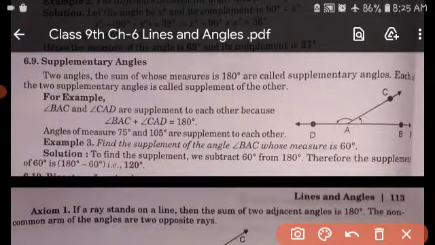Supplementary angle. Two angles the sum of whose measures is 180 degrees are called supplementary angles. Each of two supplementary angles is called the supplement of the other. For example, angle BAC and angle CAD are supplements to each other because angle BAC plus angle CAD is equal to 180 degrees.